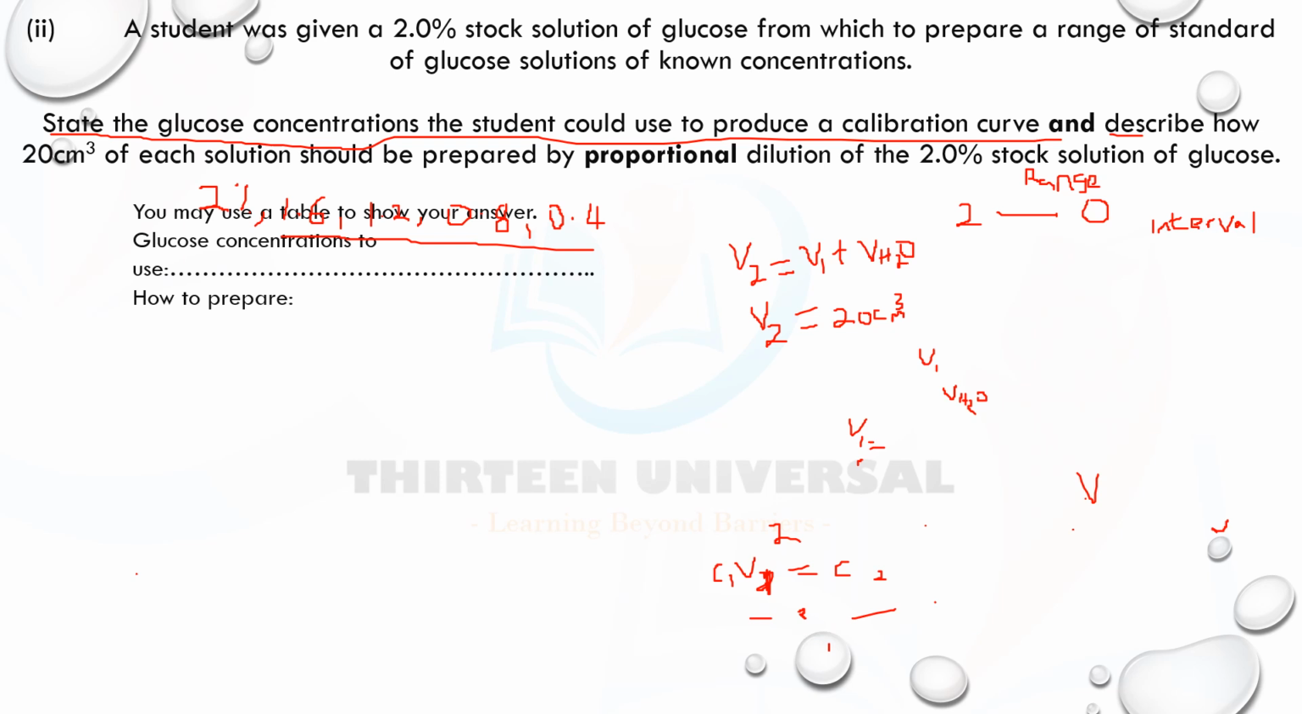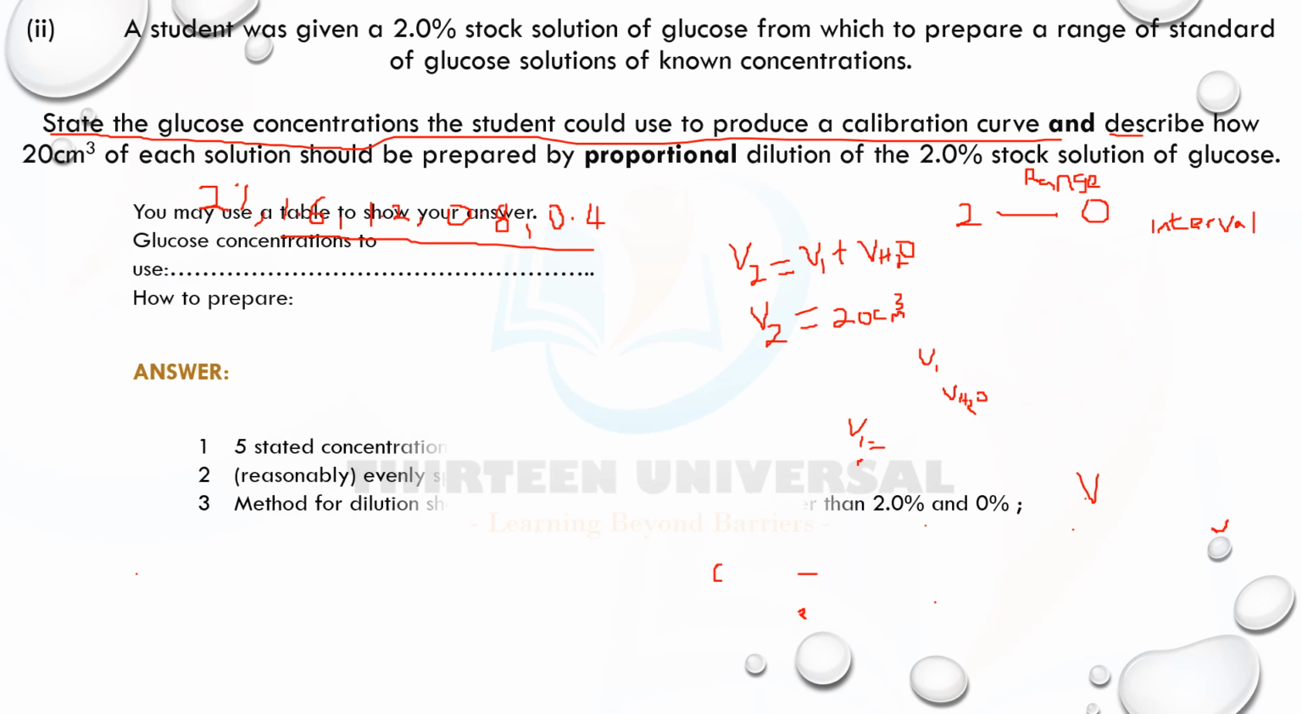So let's see the answer. See now, guys, this is just 3 marks. Everything we have done is just 3 marks. 5 stated concentrations and units. So 2%, 1.6%, 1.2%, 0.8%. So units must be added, emboldened, reasonably evenly spaced. There's even spacing. Method of dilution: at least 2 concentrations other than the stock. So you describe it, right?